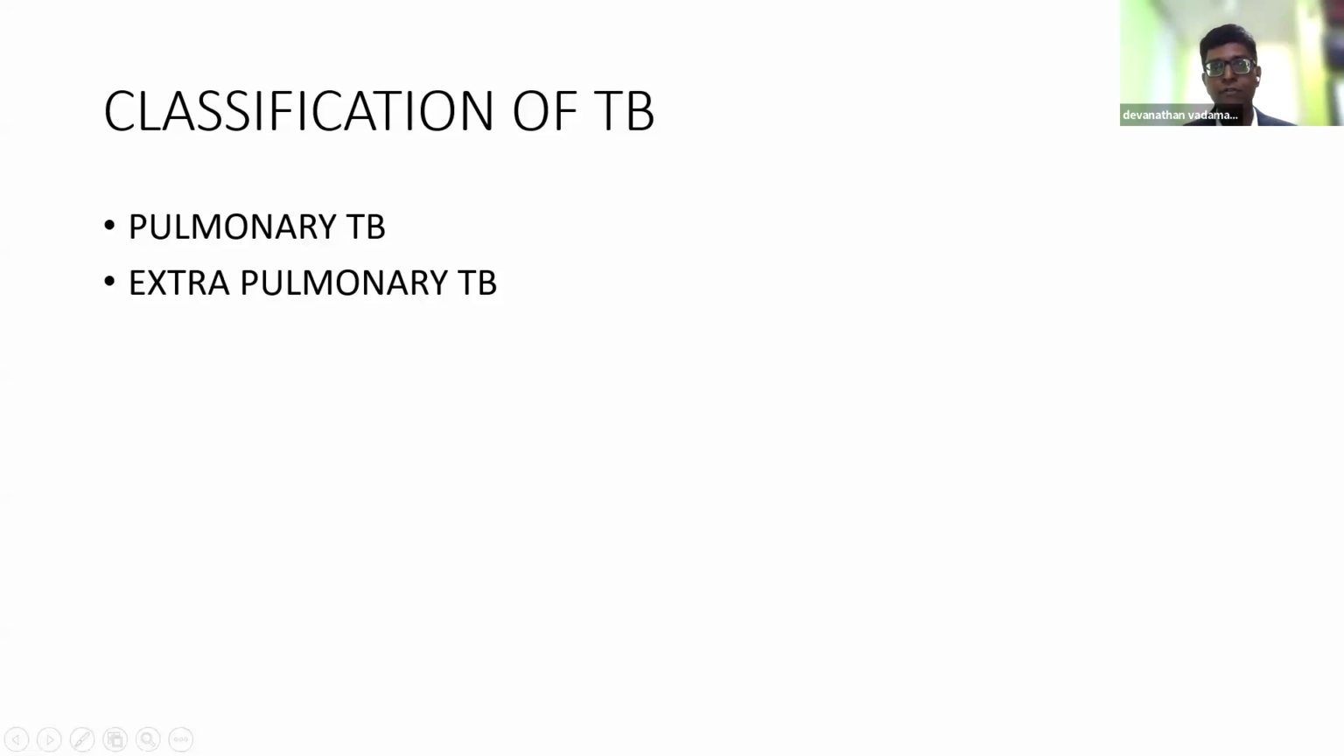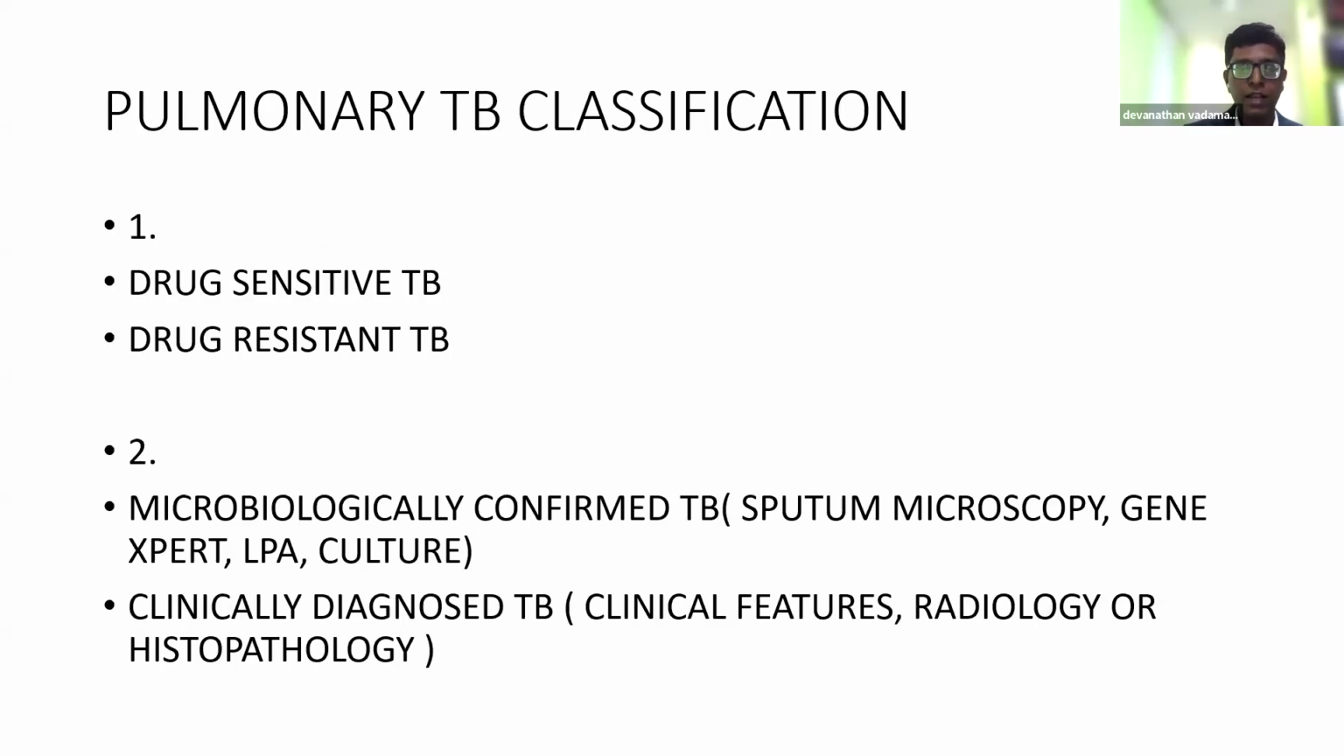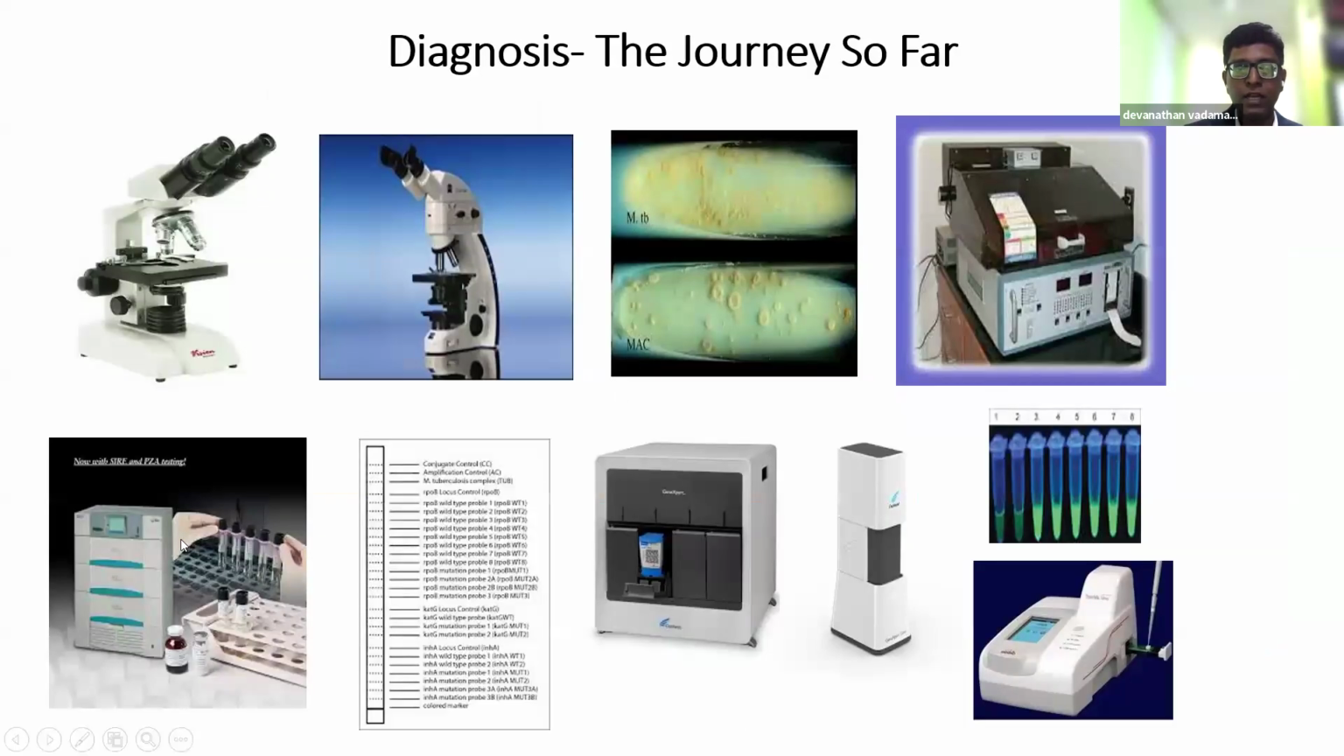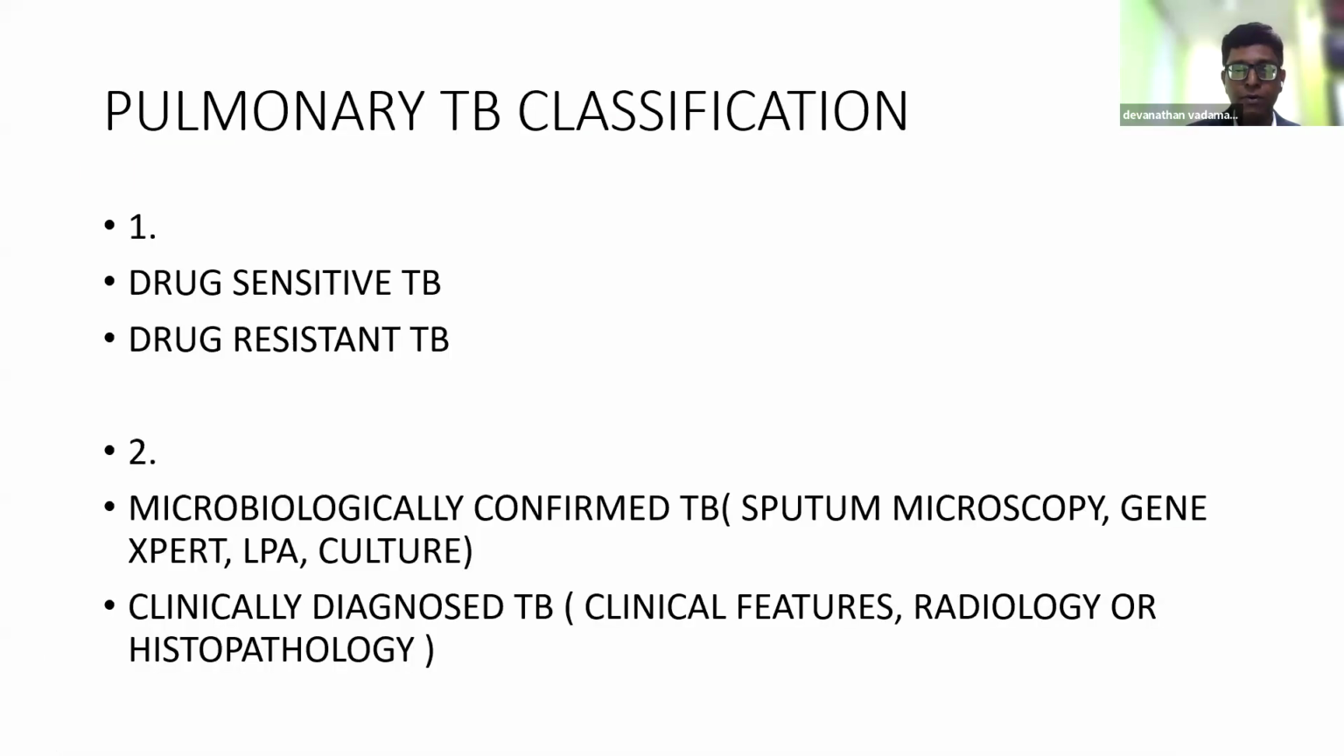So you need to know the classification of TB. When you write the case sheet, you should write whether it's pulmonary or extrapulmonary TB. The second part is whether it's a drug-sensitive TB or a drug-resistant TB. The third part is whether it's microbiologically confirmed. The tests that I have shown are all microbiologically confirmed methods. Your sputum smear or your culture or your NAT, either gene expert or LPA, if you get a diagnosis through this, then it is microbiologically confirmed TB.